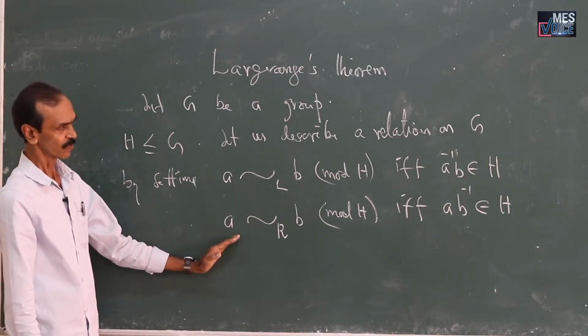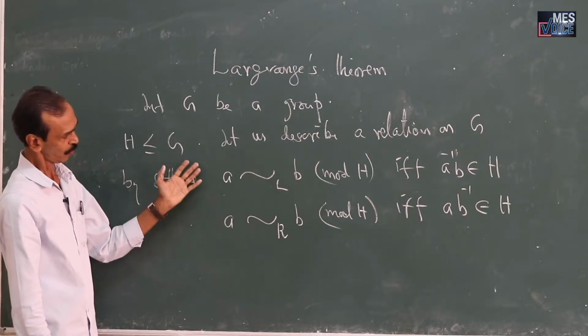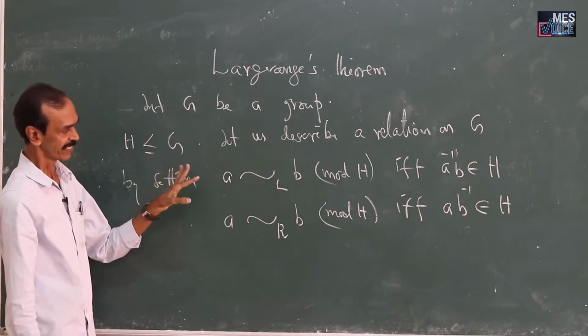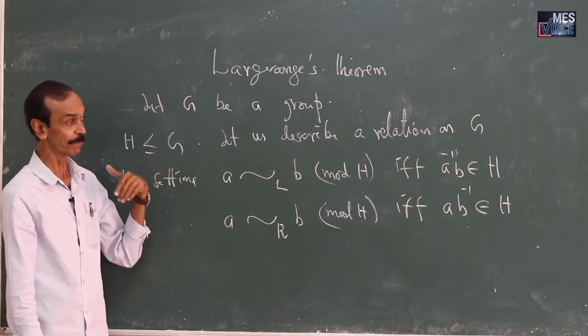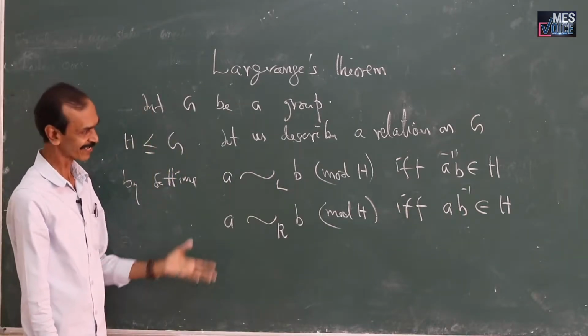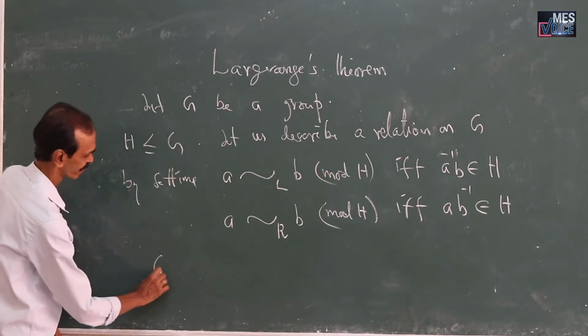Now, all of you know that equivalence relations have a wonderful property, namely, they will partition the set. What is the set under consideration? The group G.